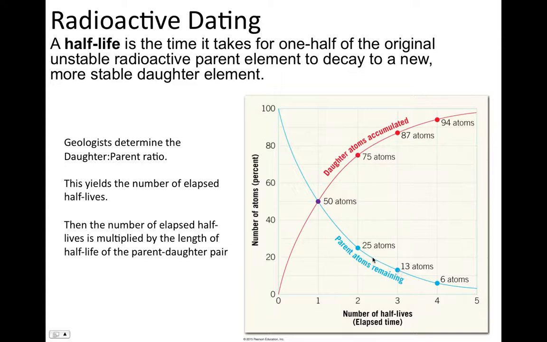After another half-life, half of 25 is 12 and a half, but you can't have half an atom, so 13 atoms here. All right, and then those atoms that decayed away here form stable daughters. Now we have 87 stable daughters and 13 unstable parents after 3 half-lives. So here the ratio is 87 to 13, or basically 7 to 1.